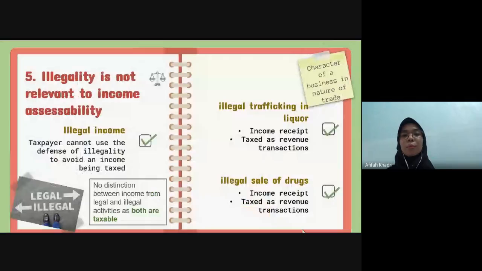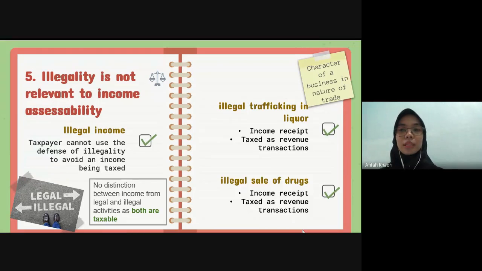Okay, the next characteristic is income illegality. The next characteristic of income is that illegality is not relevant to income accessibility. Here, illegal income will also be taxable. There is no distinction between income from legal and illegal activities because both are taxable. So, the owner of the illegal business cannot avoid paying tax in defense of the illegality of their business. It depends on whether they constitute an income receipt or a capital receipt.